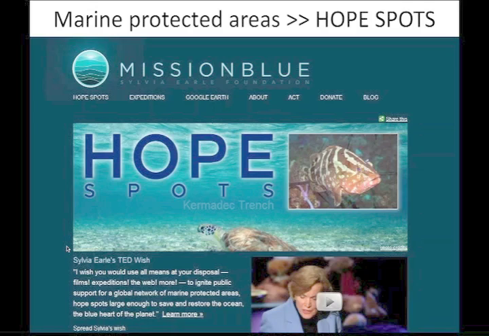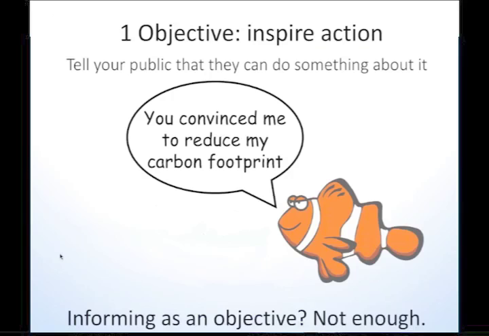So I recommend that you all out there adopt this narrative of hope, because it will really help communication of climate research.